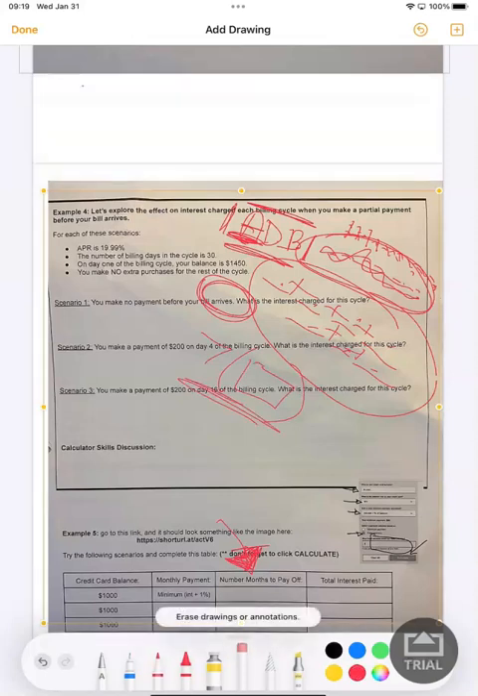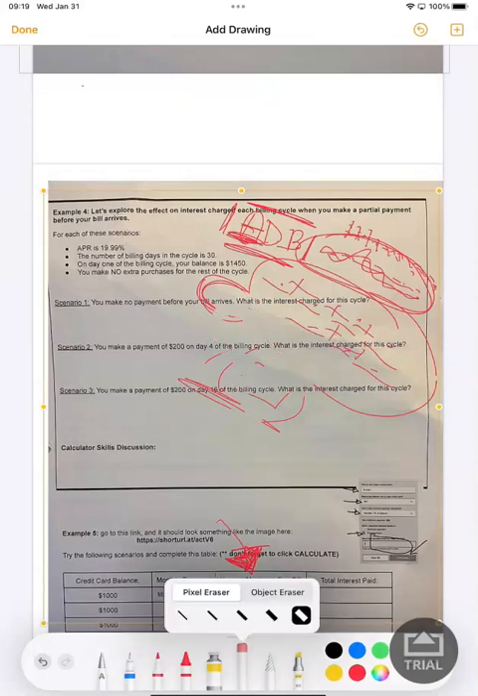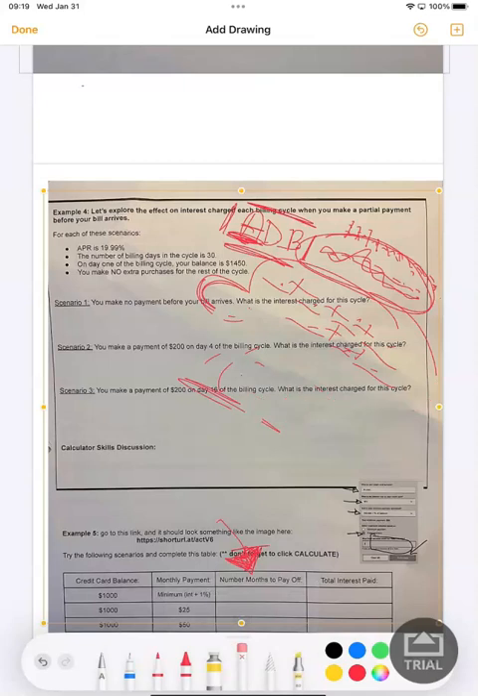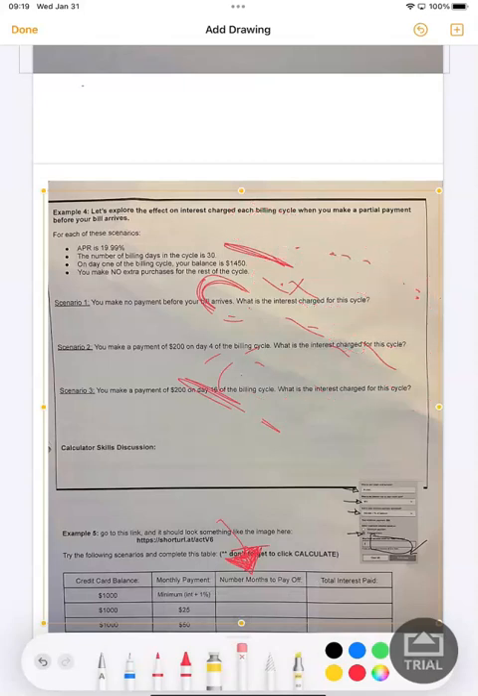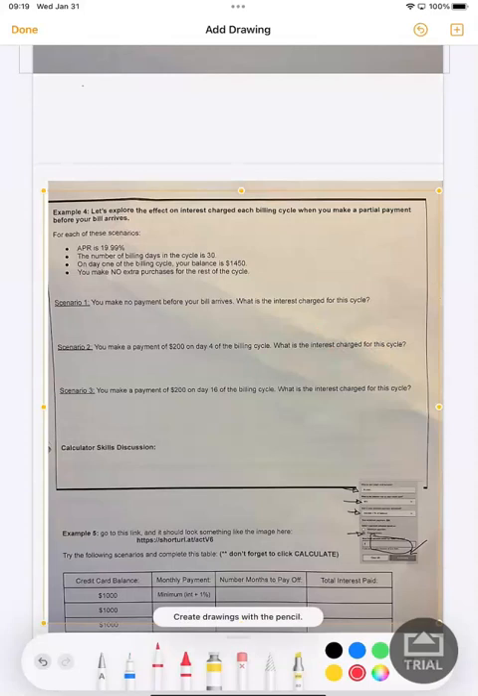Okay, so let's see if I can do this. Can I do object erase? You can just watch me struggle and learn life skills, people. Life skills. Okay, I'm here. I don't want red, I want black.